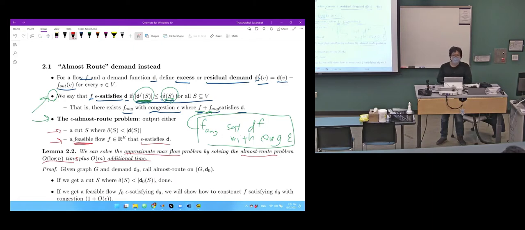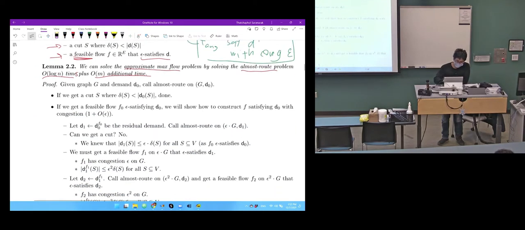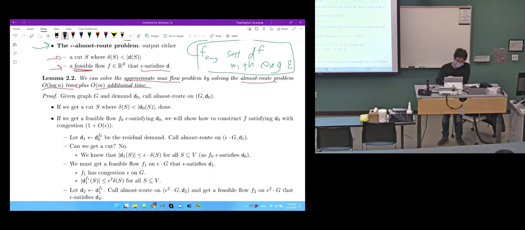Why should this be easier intuitively? I mean, we started with some demand and we went to some other demand. Yeah, you see. So the point is that you get some new demand, but now you can look at the proof here.